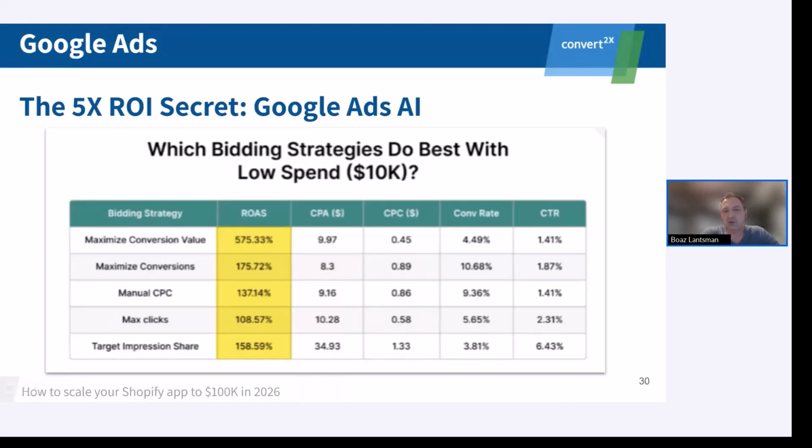And maximize conversions, maximize clicks, and target impression share are in the same neighborhood. But what jumps out completely out of the ballpark is maximize conversion value, which has a ROAS of 575. And maximize conversion value is a strategy that requires Google Ads AI. This is the strategy that Google Ads AI does.